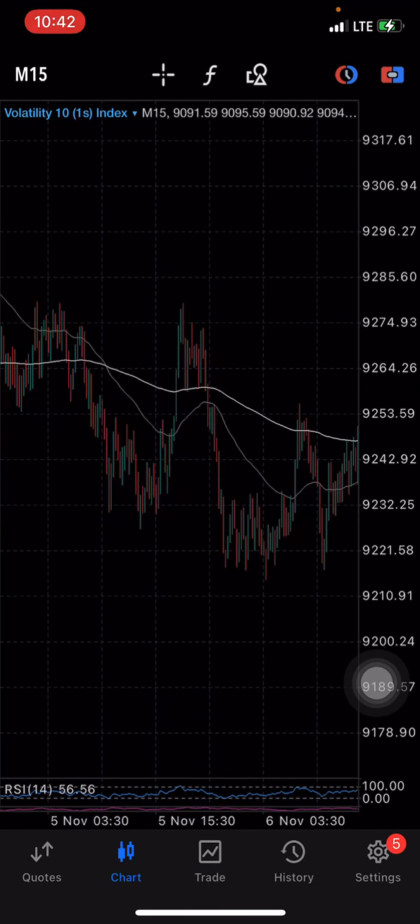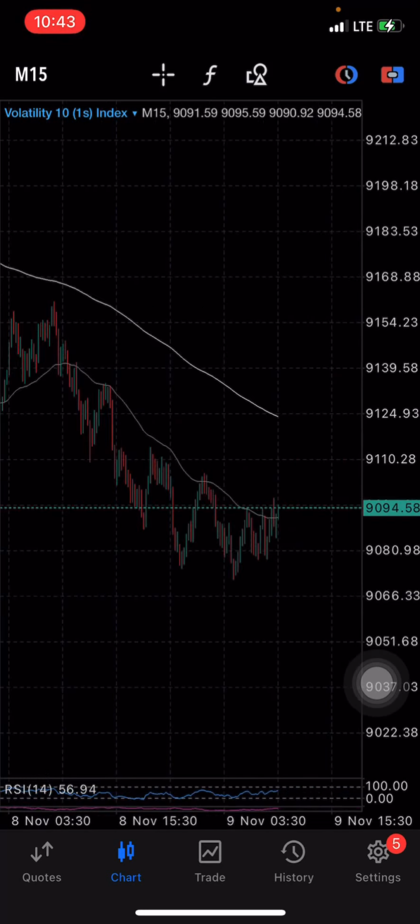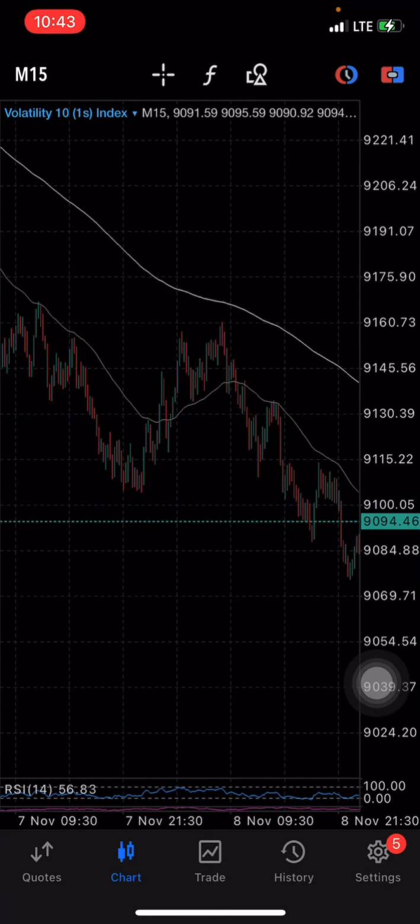These EMAs, we actually use them as a point of interest. If you have made research about EMA, you will know that EMAs, your moving averages, act as support and resistance in the market. So they point out zones where the market can possibly reverse.